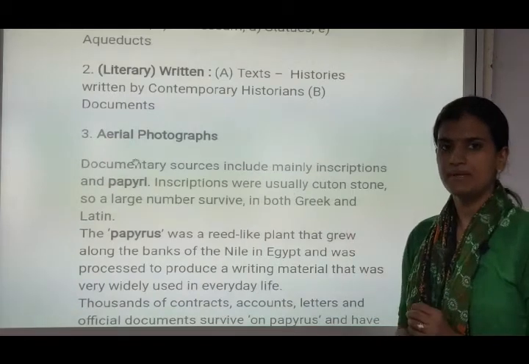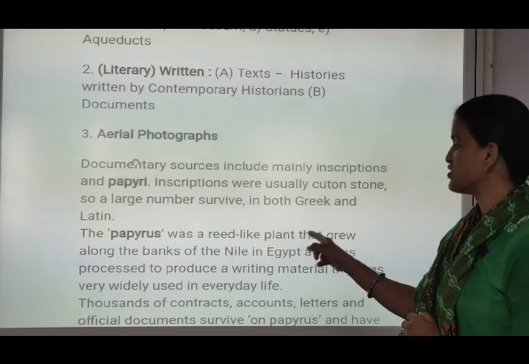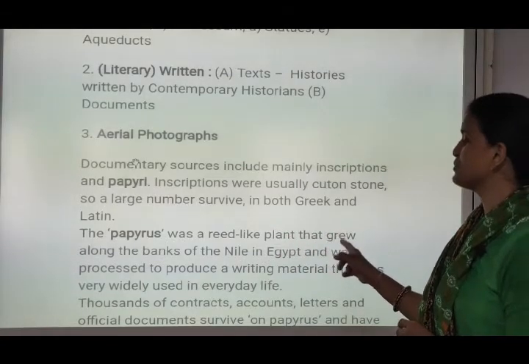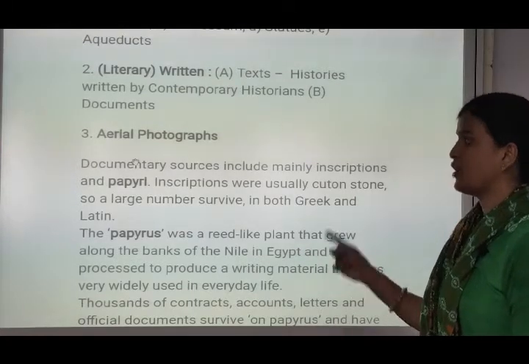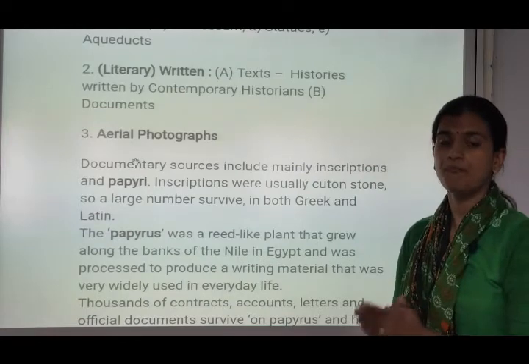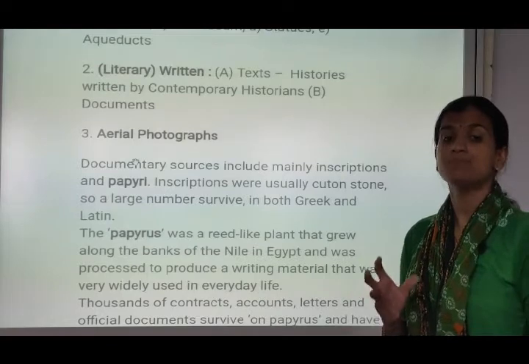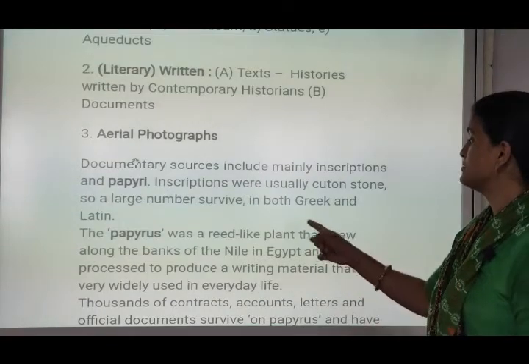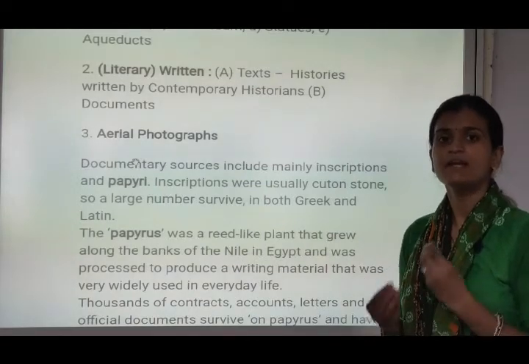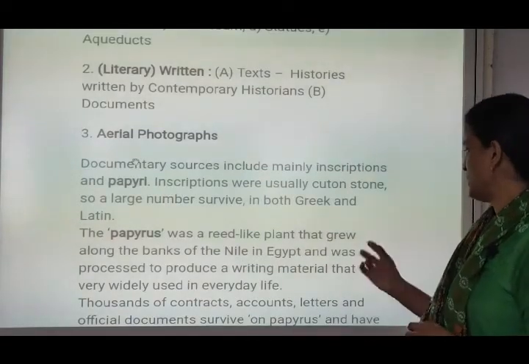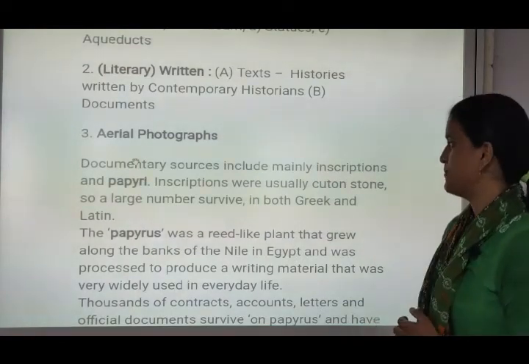Now what is the meaning of papyri? Papyrus was a reed-like plant that grew along the banks of the Nile in Egypt and was processed to produce a writing material that was very widely used in everyday life. So this writing material came from a reed-like plant, papyrus, found along the banks of the Nile in Egypt, and it was processed so that it could be used for writing at the time of the Roman Empire.